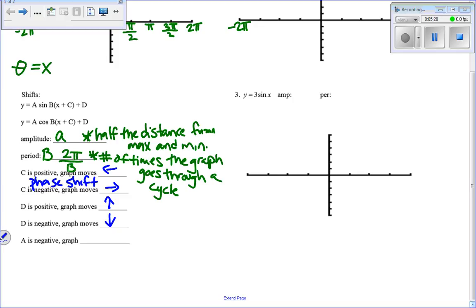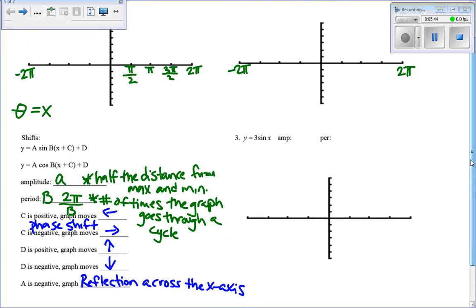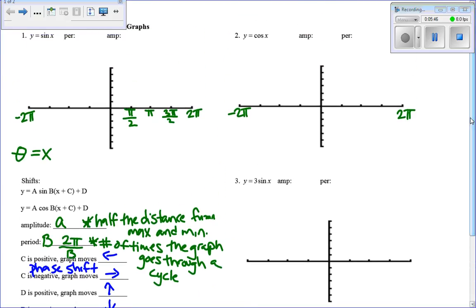Right, if A is negative, what do you think happens to the graph? It's a reflection, exactly. Reflection across the x-axis. Okay, going back to our actual graphs, these are going to be your parent graphs, your sine x and your cosine x. We'll talk about those.